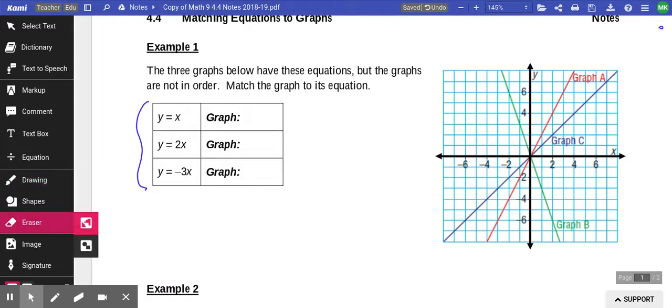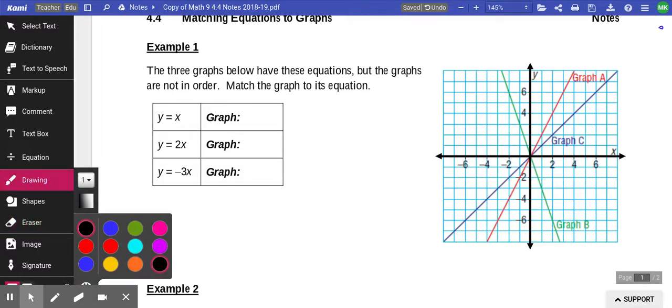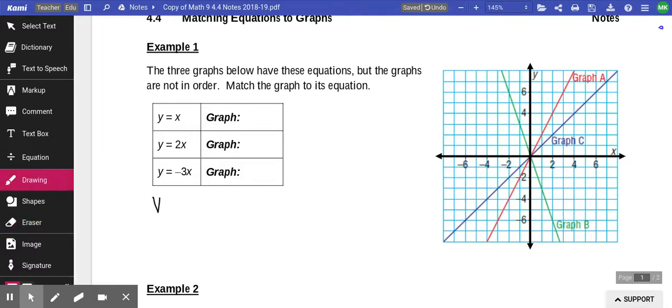Now, none of them really look like slope-intercept form. The reason why they don't really look like slope-intercept form is slope-intercept form looks like this. It has an mx and then a b value. None of these appear to have b values. If you look at the first one, it's just y equals x. The next one is y equals 2x. Next one's y equals negative 3x. So it looks like none of them have b values.